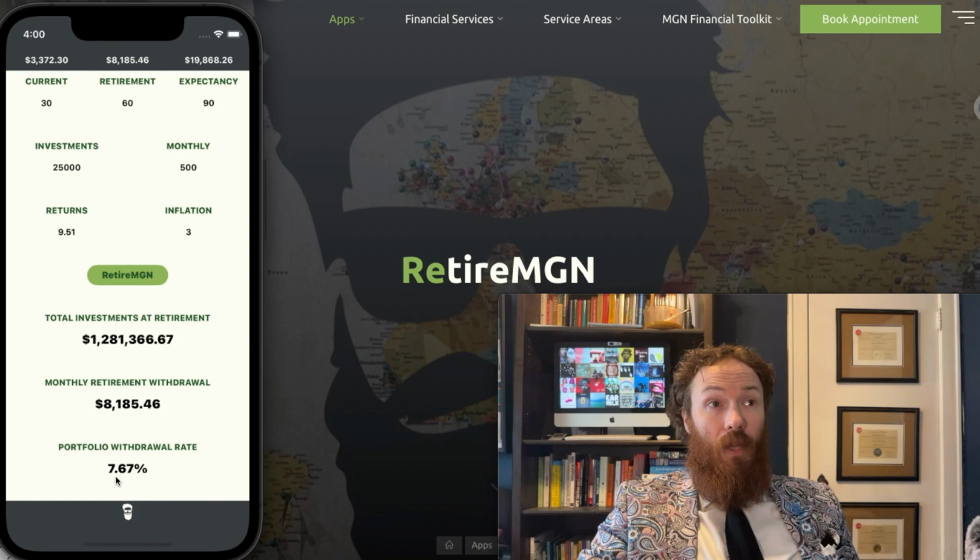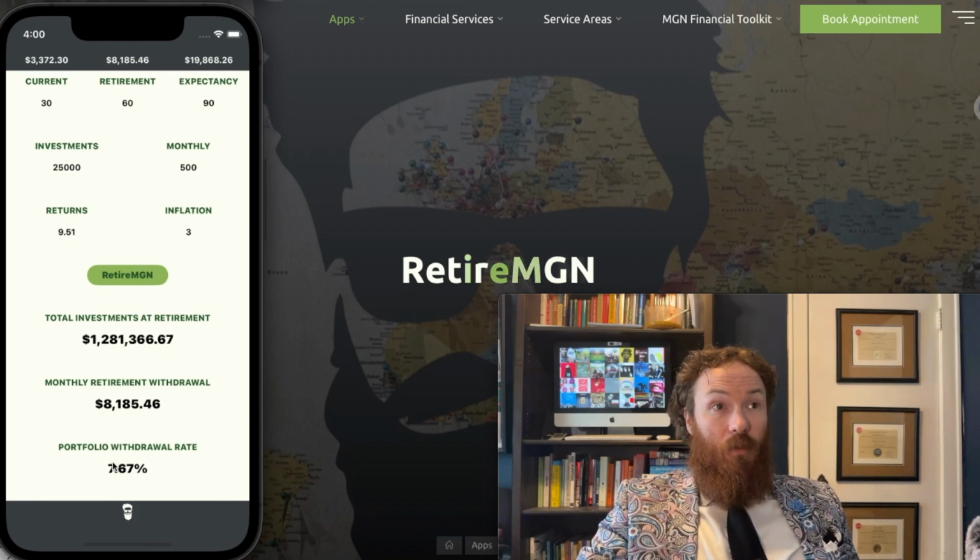Now, this is a withdrawal rate of 7.67%. Why? You're getting pretty good returns. Hopefully you're going to lessen the risk of your portfolio because you're going to run into that sequence of return risk. But basically, this is just what the withdrawal rate is. If you're getting these high of returns, it's going to tell you you're okay to pull out this amount of money.